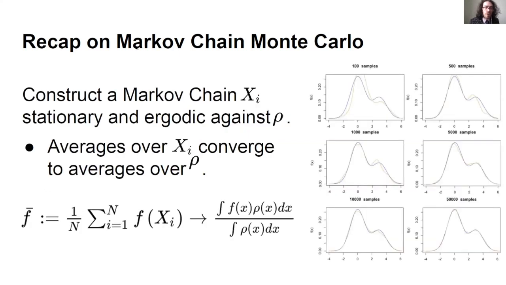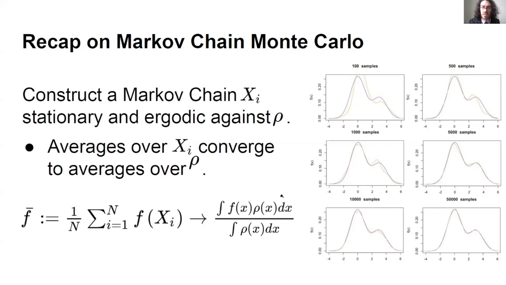So the way that we solve this problem, Markov chain Monte Carlo, is we construct a Markov chain that is stationary and ergodic against rho. And what this basically means is that averages over this chain, which is this stochastic process where I just perform a sequence of jumps from point to point, converge to averages over this rho. Basically here, I take my trajectory from x_1 all the way to n, I average over my trajectory, and for enough samples, this is going to converge against my average against the density I want.